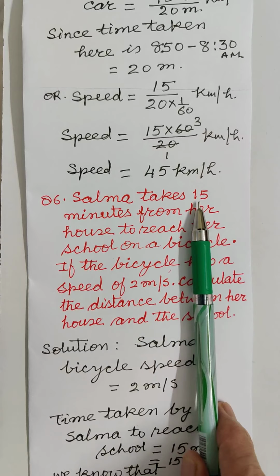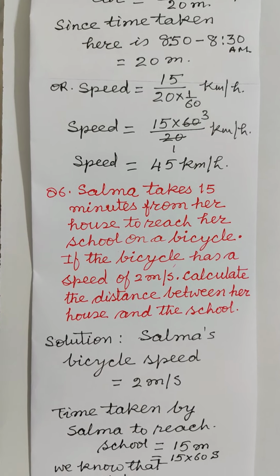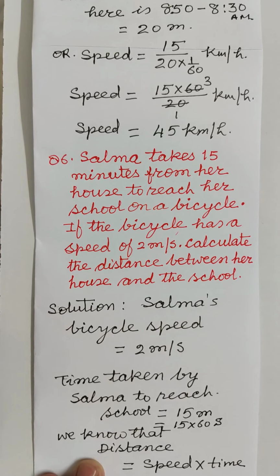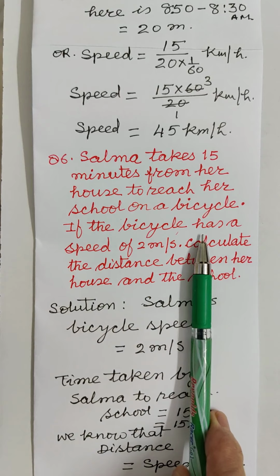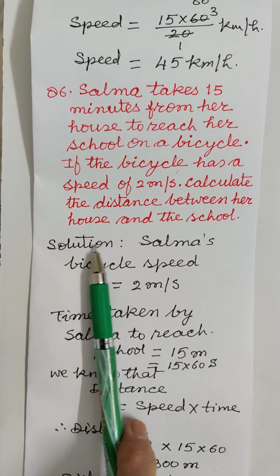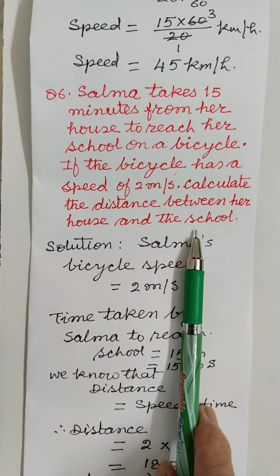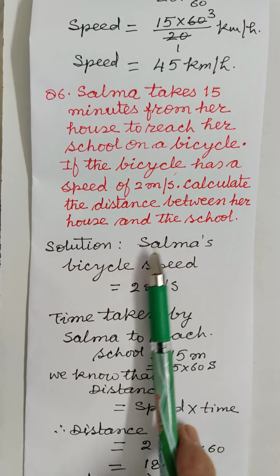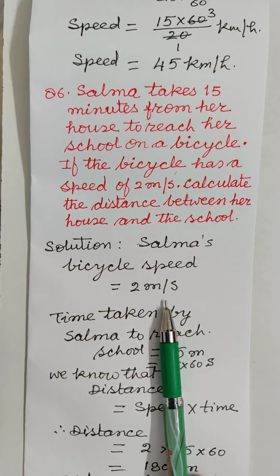Question number 6. Salma takes 15 minutes from her house to reach her school on a bicycle. If the bicycle has a speed of 2 meters per second, calculate the distance between her house and the school. For this, we have the solution. Salma's bicycle speed is 2 meters per second.